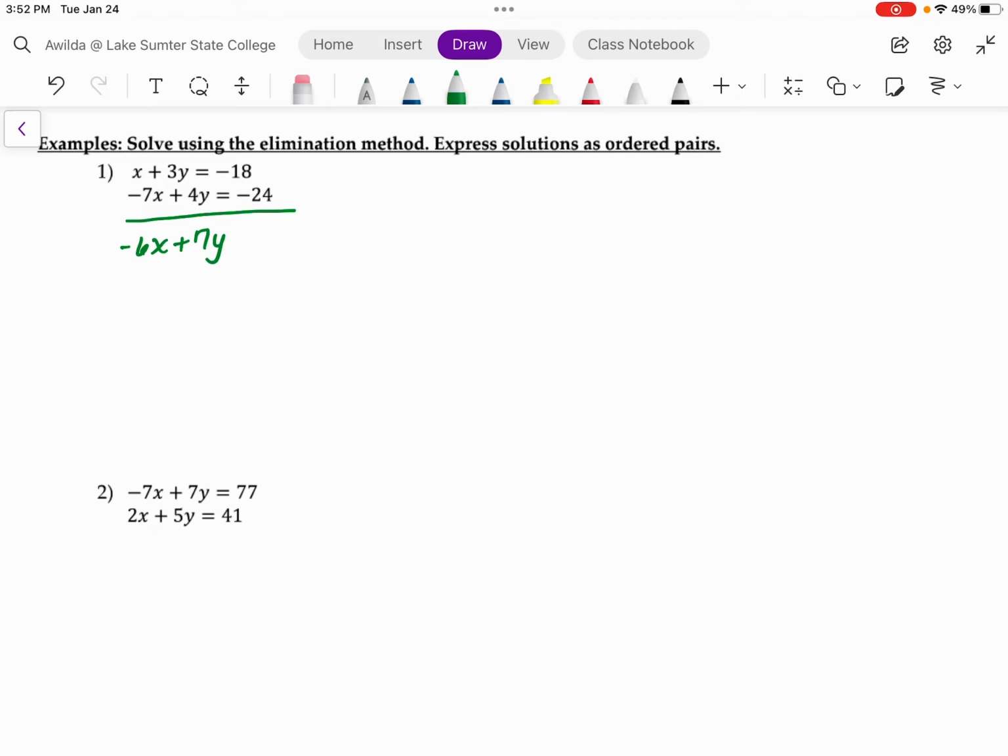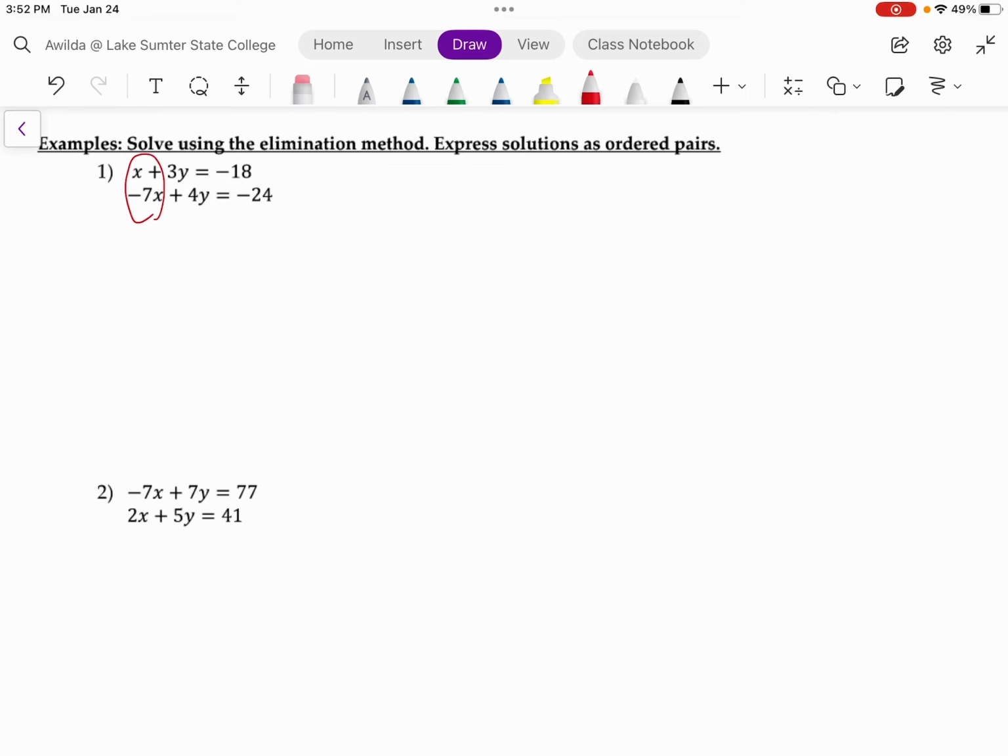Negative 18 plus a negative 24 is equal to a negative 42. So you see that nothing has canceled out. So we're going to need to do some manipulation first. What we're going to do is choose a variable that we want to isolate. For example, I want to isolate the x variable.